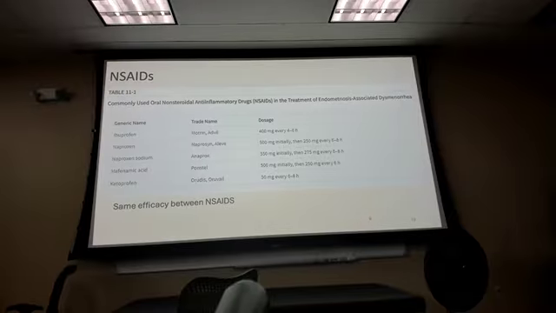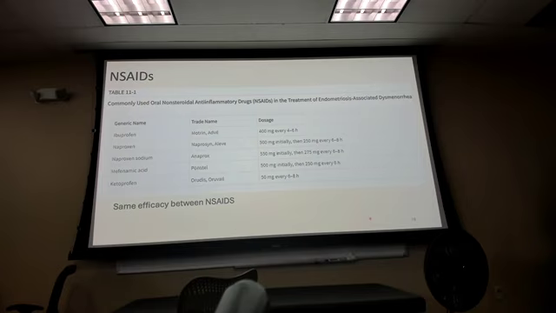Okay, so anti-inflammatories, it doesn't matter which anti-inflammatory. So if someone's on ibuprofen, just make sure they're on the correct dose, 400 to 600 milligrams, 3 to 4 times a day. You can do naproxen, but it doesn't do any good if they're on ibuprofen. You say, well, you're on ibuprofen now, I'm going to change you to naproxen.